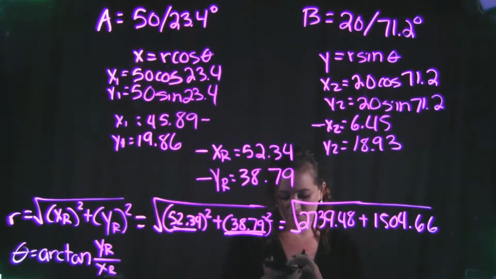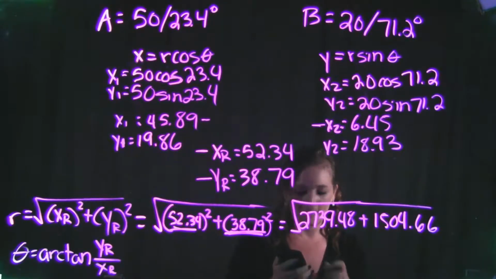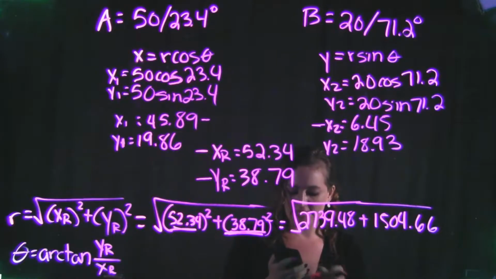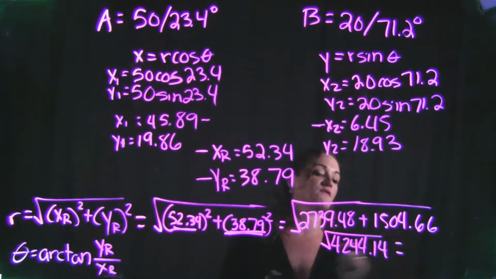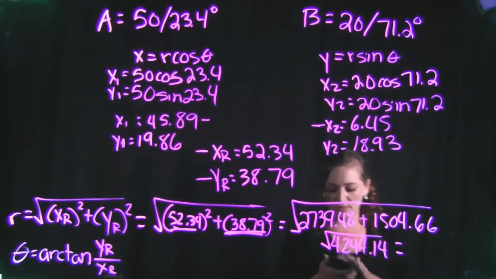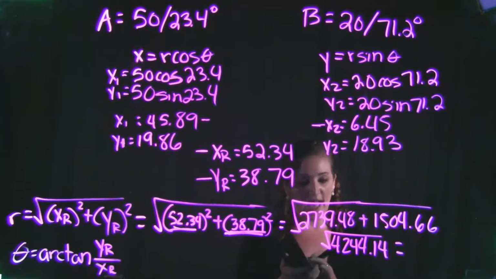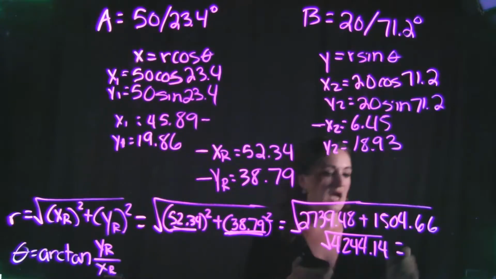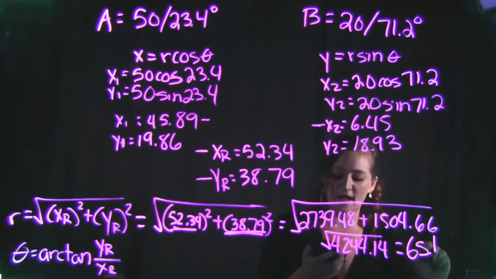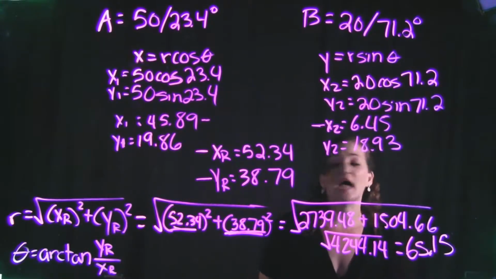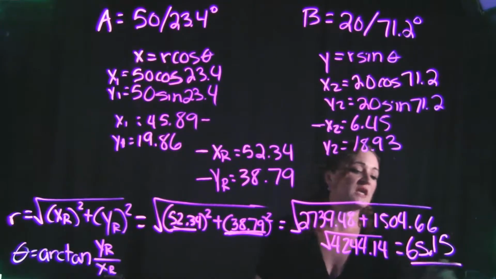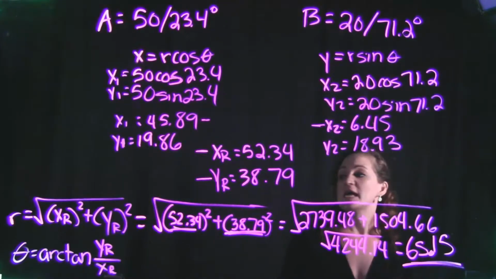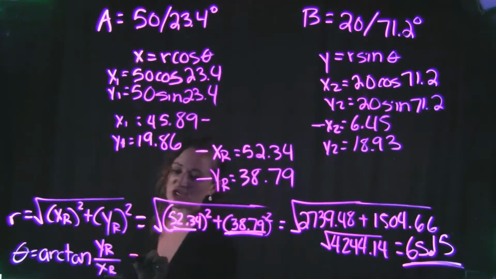So when we add that together, 2739.48 plus 1504.66, I'm getting the square root of 4244.14. So the last thing that we would do is we would find the square root of that. And when we plug that into the calculator, I am getting 65.15. Now that represents my R. That's half of my solution. This gives me the distance. Now I need to find the direction here.